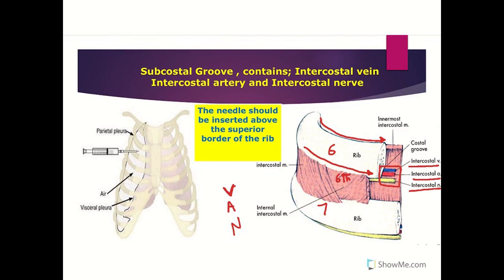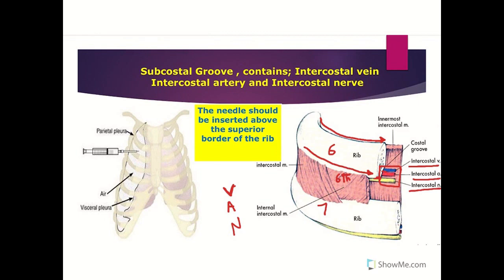So they are running in a groove near the inferior border of the rib, and this groove is called the subcostal groove. It contains the three intercostal structures from above downward: intercostal V, which represents the intercostal vein, then the intercostal artery, and lastly the intercostal nerve.